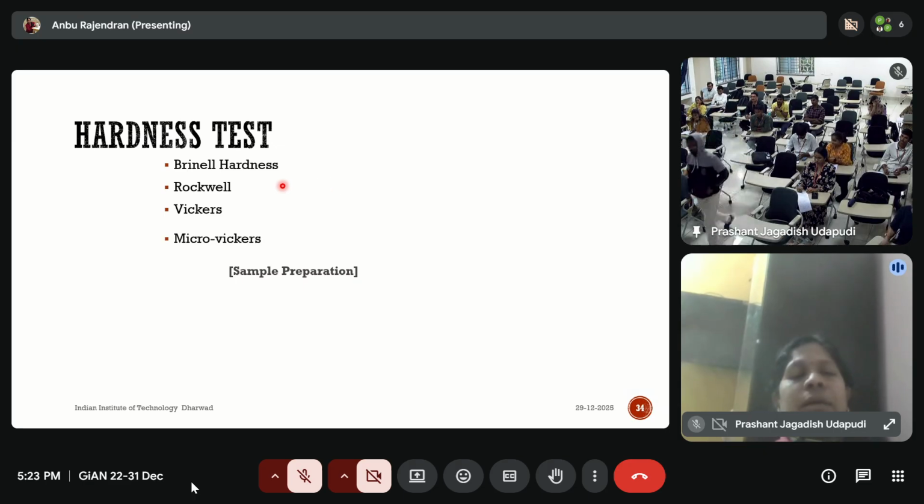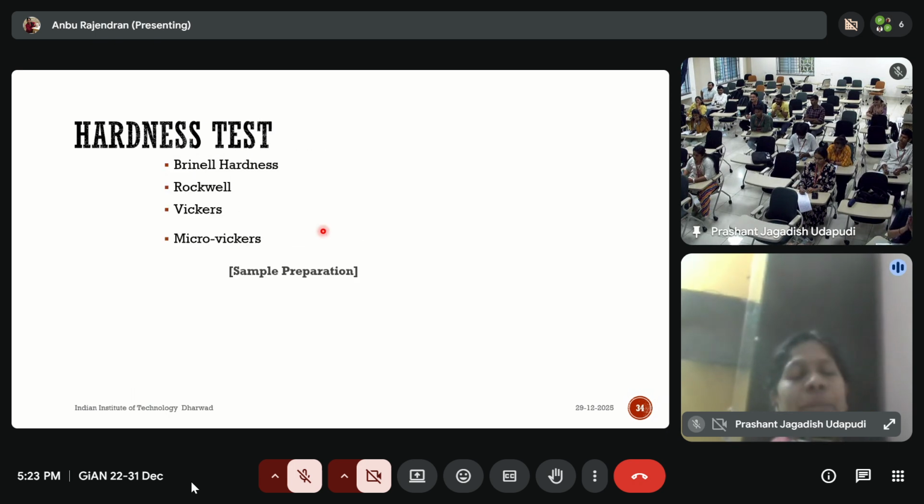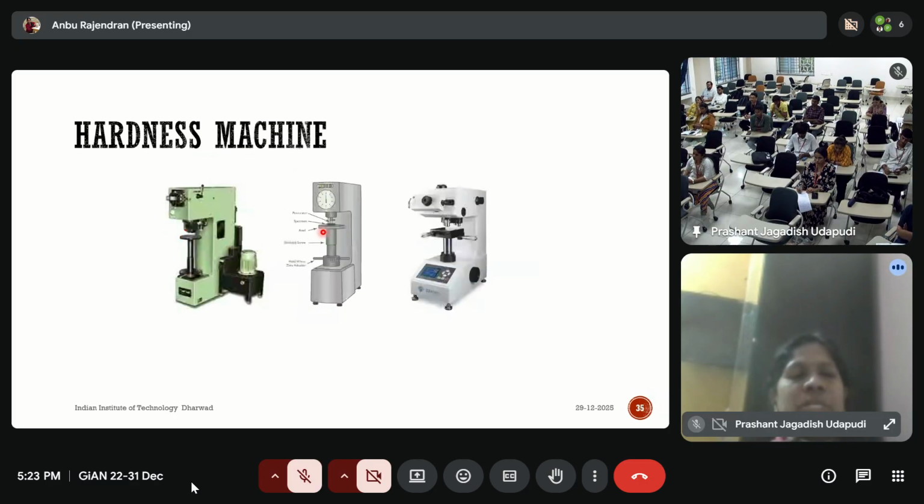So for accuracy, whatever the features present, you have to go for the analysis under a microscope. An optical microscope would be sufficient. See the features and details, then fix or pick the suitable hardness method for measuring the hardness. So these are the typical machines you might have seen.